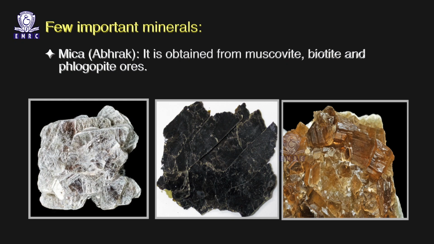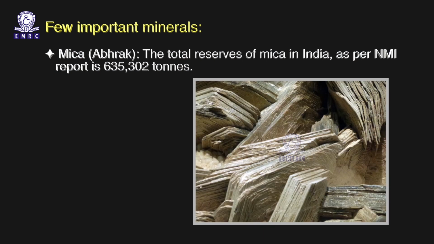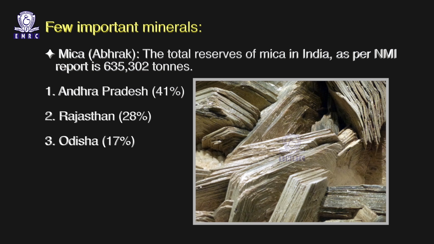Mica is an important non-metallic mineral used mainly in the electrical industry as it has great insulating properties. It can withstand high voltage and has a low power loss factor. It is obtained from muscovite, biotite and phlogopite ores. The total reserves of mica in India as per the NMI report is 6,35,302 tons. Andhra Pradesh leads with 41% of the total production, followed by Rajasthan, Odisha, Maharashtra and Bihar.